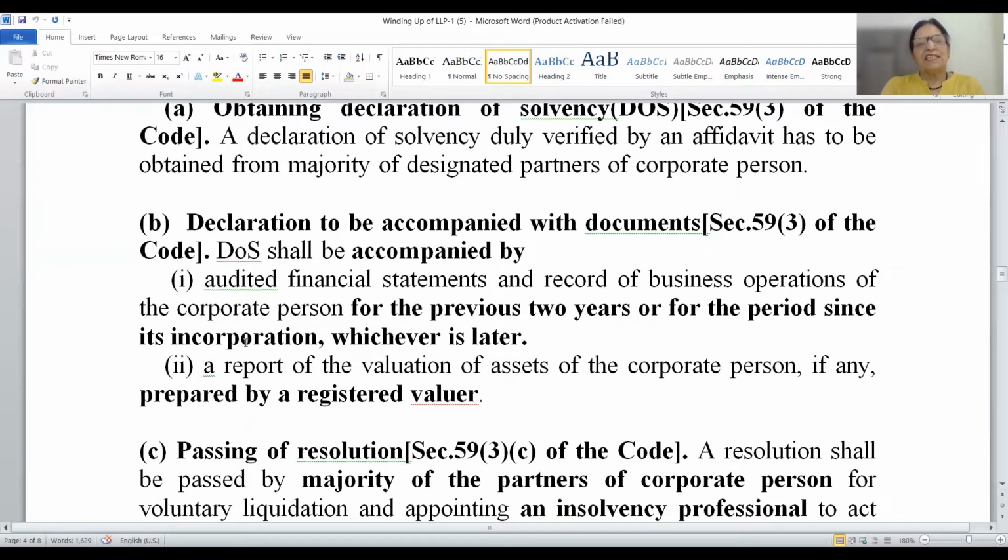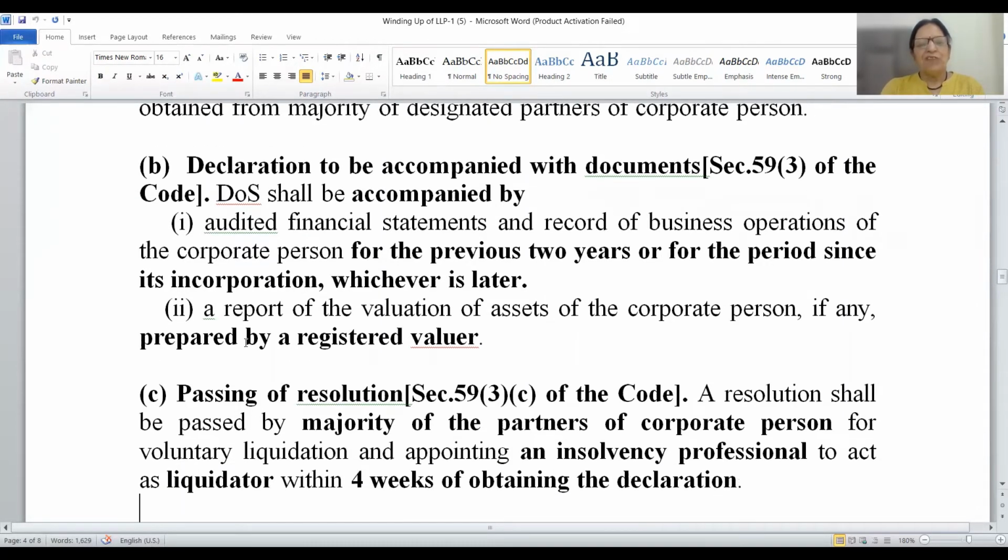And the next document is a report of the valuation of assets of the corporate person or the LLP, if any, which is to be prepared by the registered valuer. So note, friends, this report has to be prepared by the registered valuer. Passing of resolution. A resolution shall be passed by majority of the partners of LLP for voluntary liquidation, and they have to appoint an insolvency professional who will be acting as liquidator. And this has to be done within 4 weeks of obtaining the declaration.